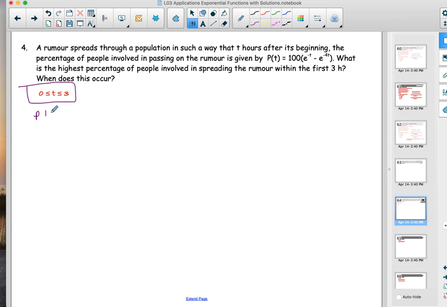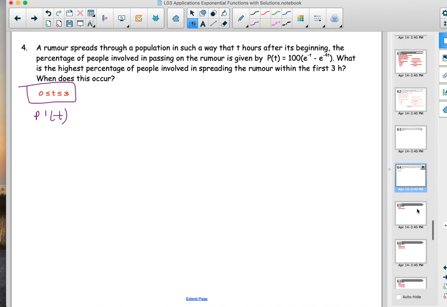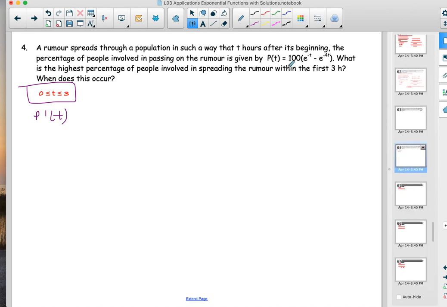The next thing we're going to need to do is find p prime at t, so we can find when p prime at t would be 0. So you can now take the derivative of this. Again, you're in control of the timing. Pause if you'd like more time to think. I'm going to move forward.